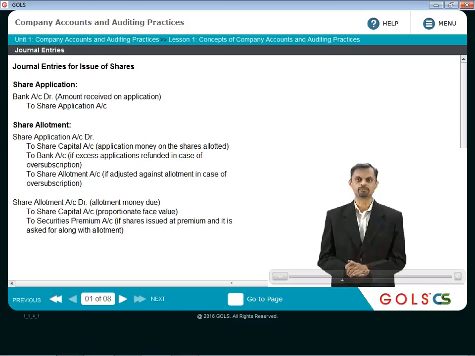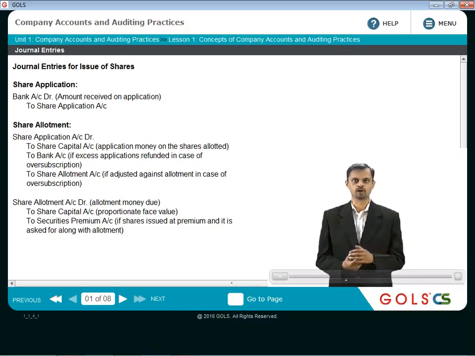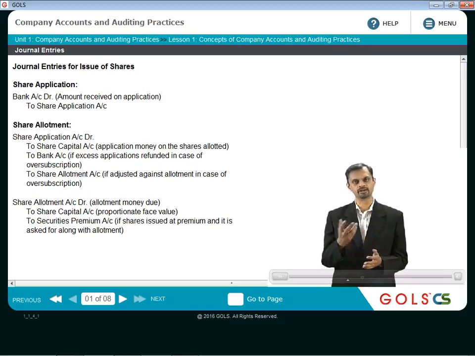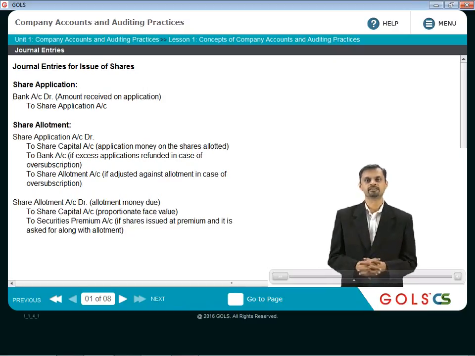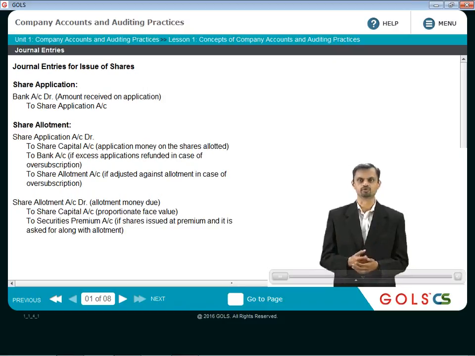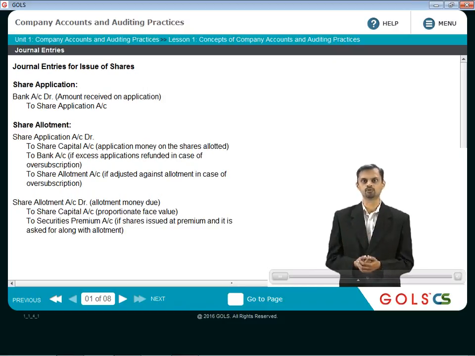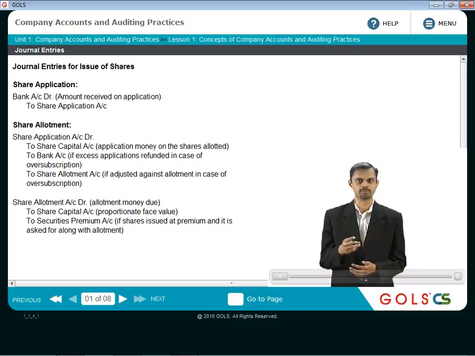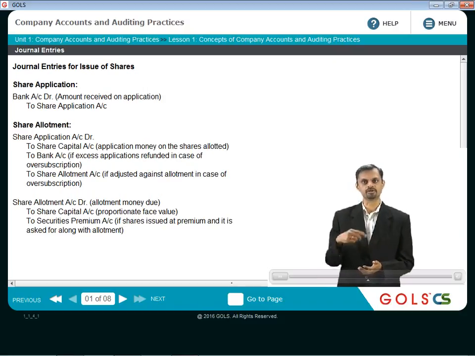Now, after the application, the next stage is the allotment stage. At the time of allotment, this application money will have to be converted into share capital. So share application account will be debited to close the share application account, and that money will be transferred to share capital account. So share application account debit to share capital account. Suppose in case of oversubscription, some of the applications are refunded, then instead of to share capital, it will be to bank account to the extent of the application money refunded.